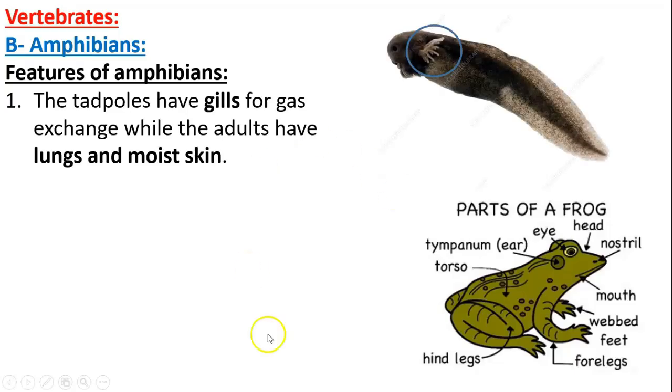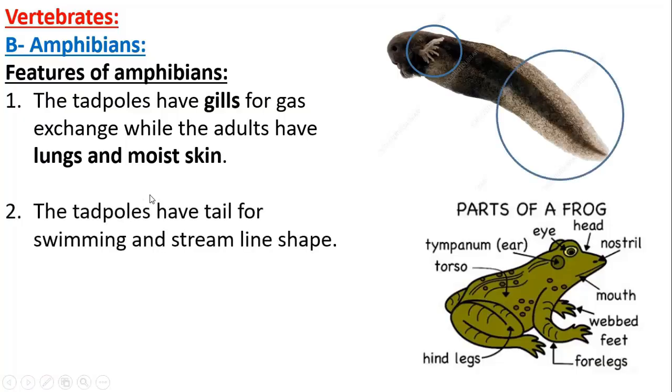For example, here you see the tadpole and here you see the adult frog. They actually look as if they were two different creatures, but actually they are the same creature in different stages of life. And this is the process that we call metamorphosis. Metamorphosis is when the creature takes different shapes along its life stages. As you see here, the tadpole has gills for gas exchange, like the fish, while the adult has lungs and moist skin. So they look completely different.